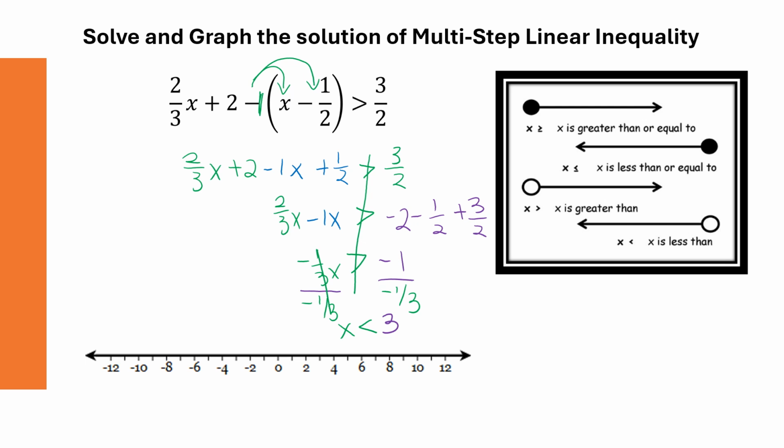And to graph the solution, you're going to find 3 on the number line and then determine whether or not you should use an open or closed circle. Since x is less than 3, that means x cannot equal 3, so we're going to use an open circle. And less than means that it's all the solutions on the left side of 3, all the numbers that are less than 3. So that's on the left side. So I shade on the left side of this number line.